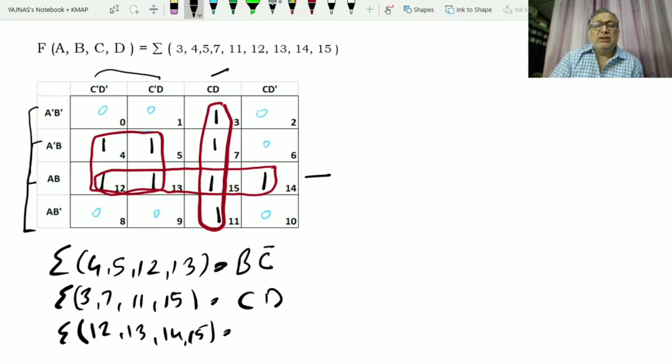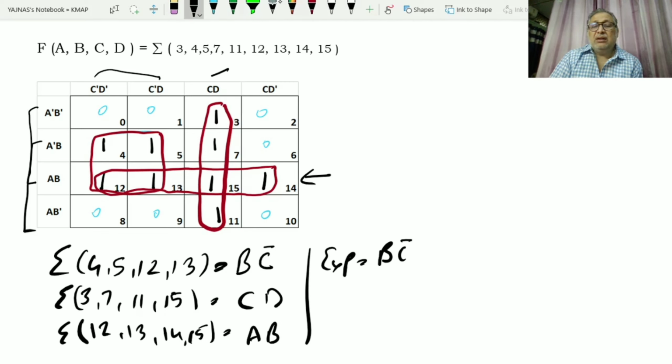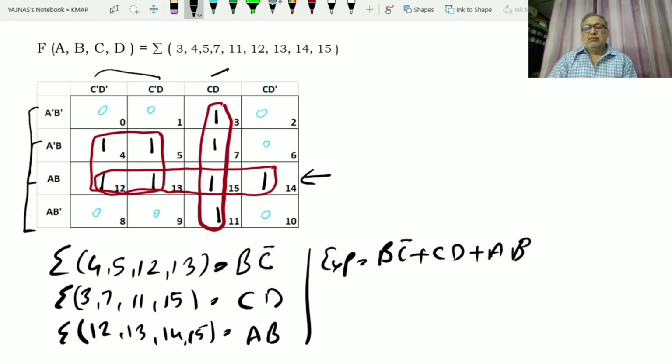So here, this one, left hand side, AB is constant throughout. So the final expression will be BC bar plus CD plus AB. Alright, this will be the answer.